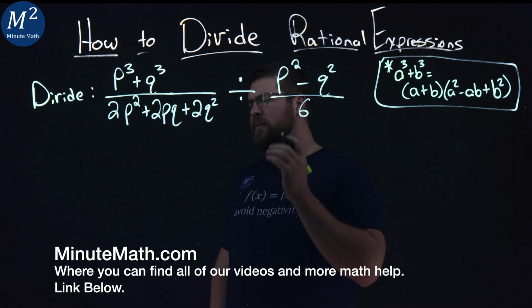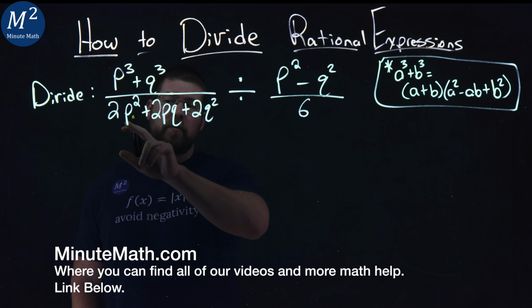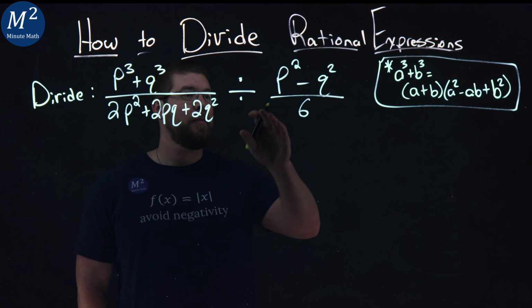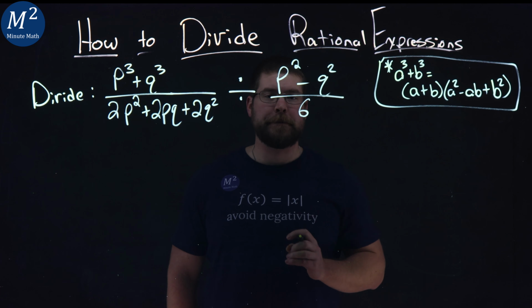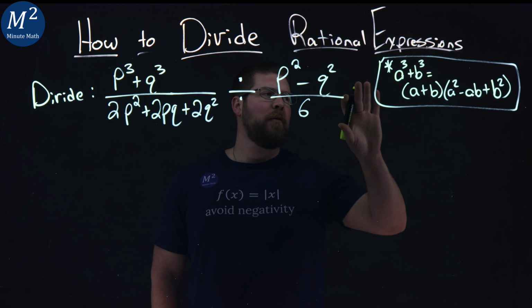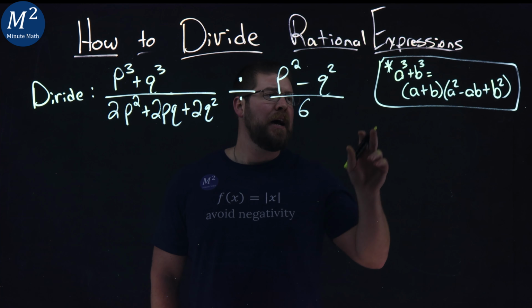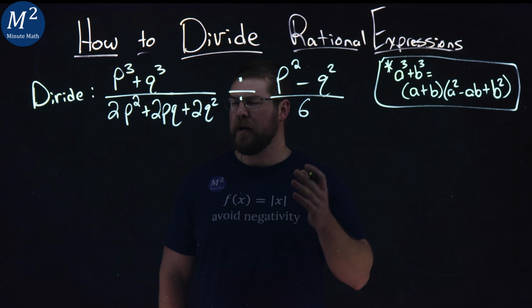We're given this problem right here. We want to divide (p³ + q³) over (2p² + 2pq + 2q²) by our second rational expression, (p² − q²) over 6. Now I'm going to use this little formula here to help factor this when we get there, and my next video, and I'll put a link in the description, will show how we get that formula if you care to watch it. It's pretty nice.